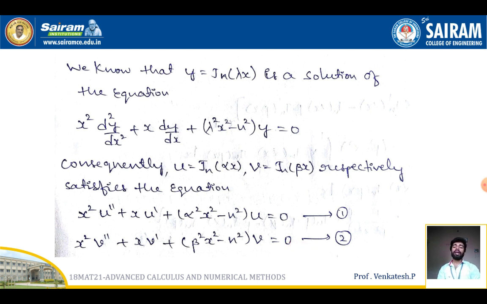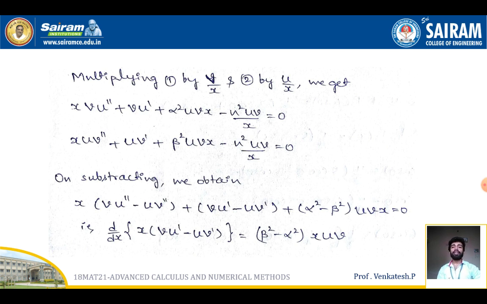Now I am going to multiply equation 1 by v by x, since equation 1 is in terms of u, and multiply equation number 2 by u by x. If I multiply like that, I will get x into (v u double dash plus v u dash) plus alpha square uvx minus n square uv by x is equal to 0. For equation number 2, I will get x into (u v double dash plus u v dash) plus beta square uvx minus n square uv by x is equal to 0.